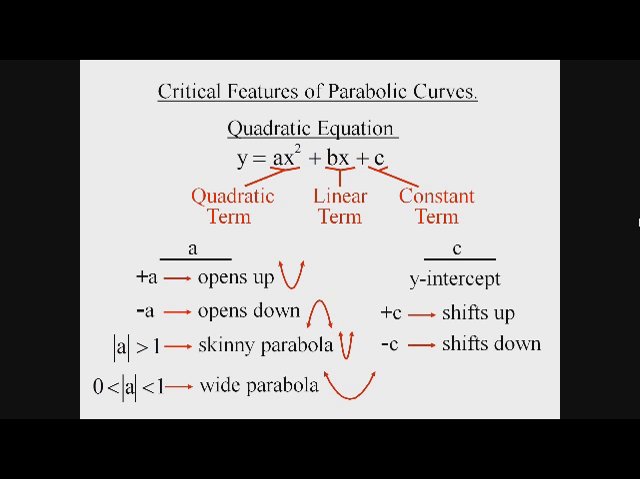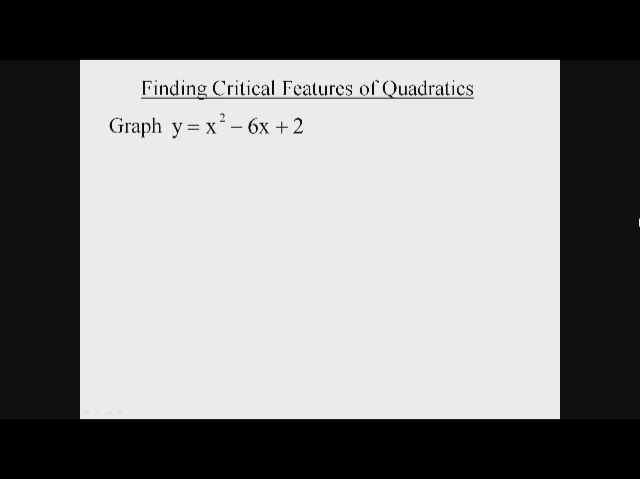Now, the b value does some really strange things to the quadratic, and I'll let you discover that on your own. But one thing I will say about it is your b value will shift your axis of symmetry right or left. If there is no linear term, then your axis of symmetry will be x equals 0. It'll be right on the y-axis. But if you do have a linear term, it could move right or left depending on the linear term.